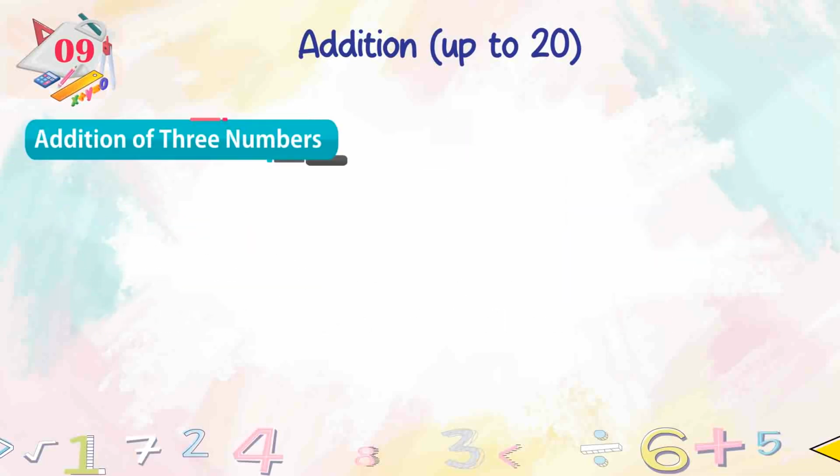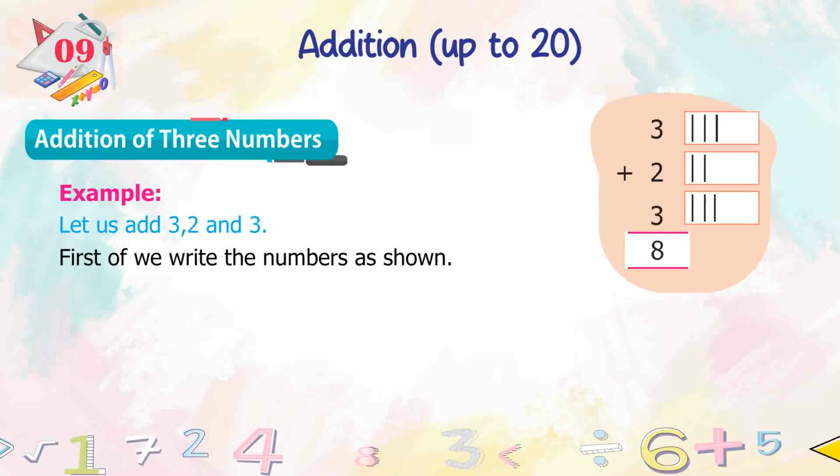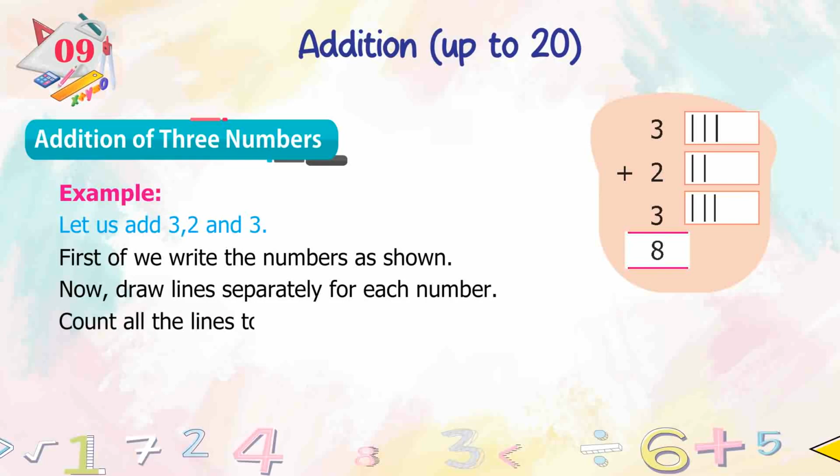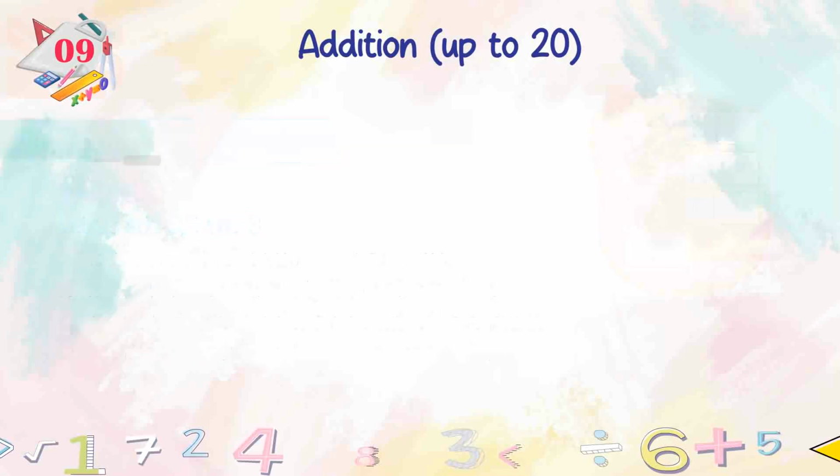Addition of 3 numbers. Example. Let us add 3, 2 and 3. First off we write the numbers as shown. Now, draw lines separately for each number. Count all the lines together and write the answer. Since there are 8 lines in all, the answer is 8.